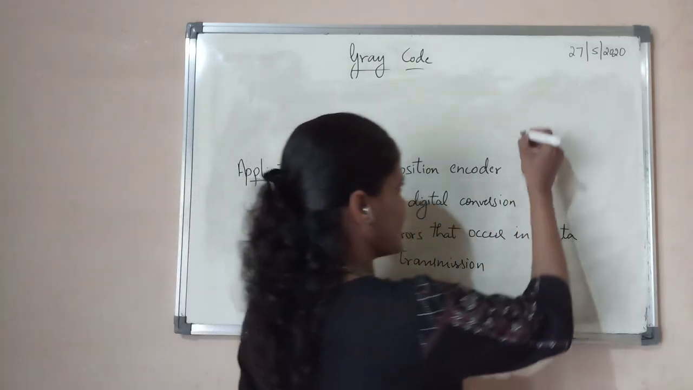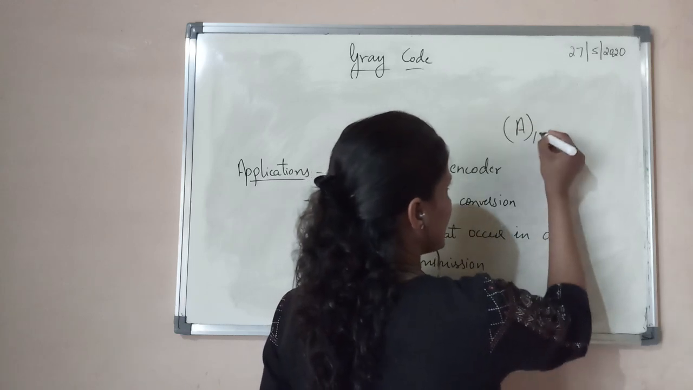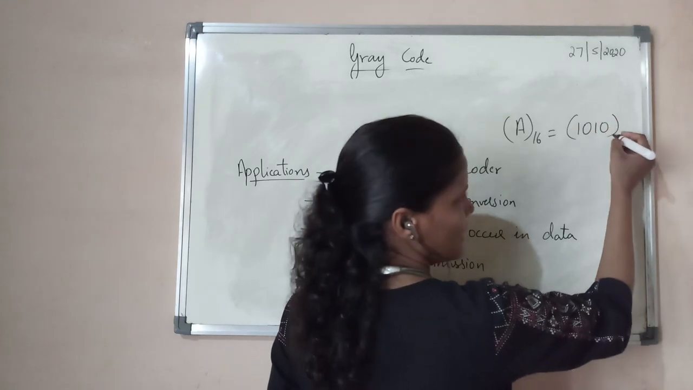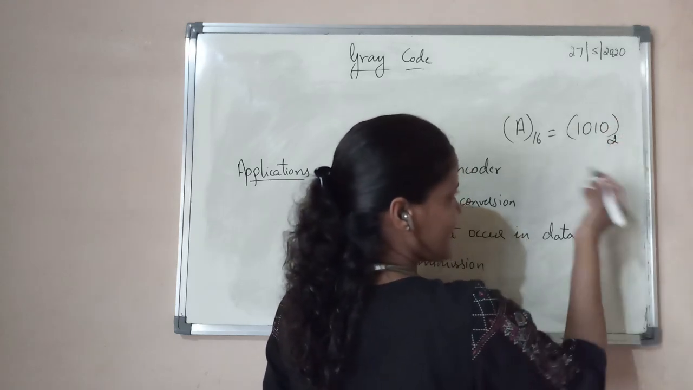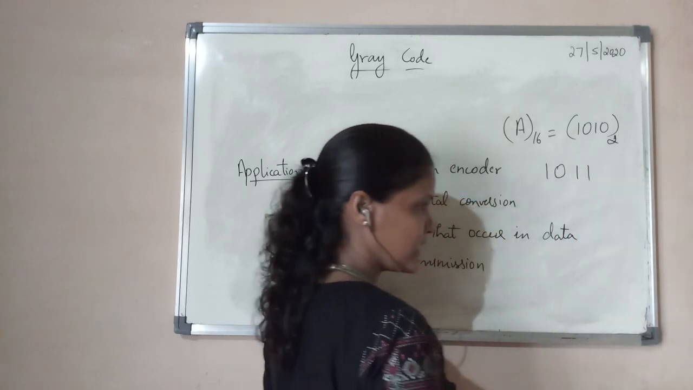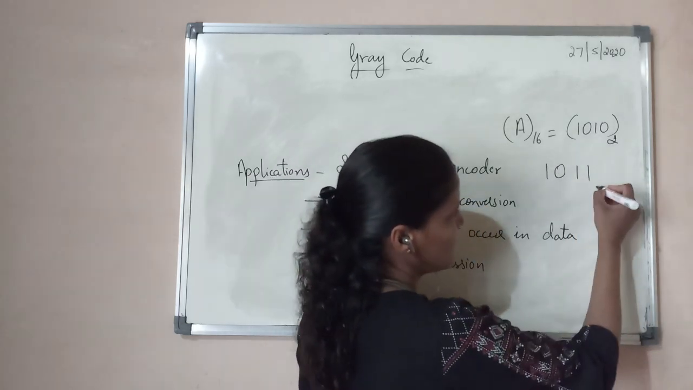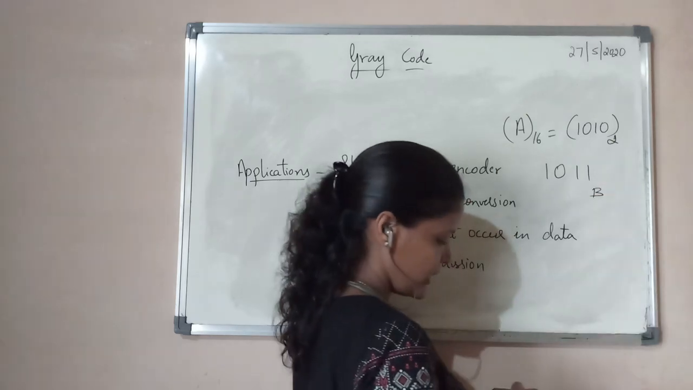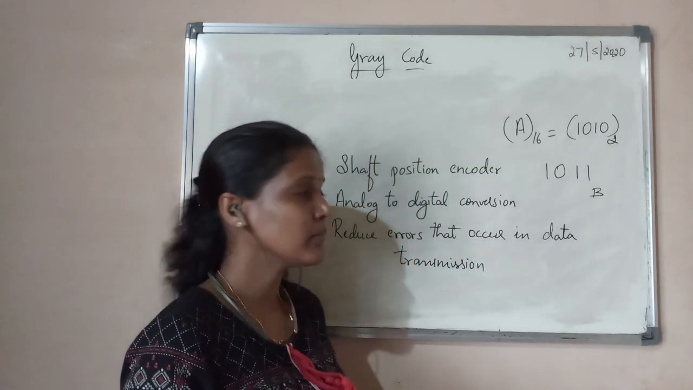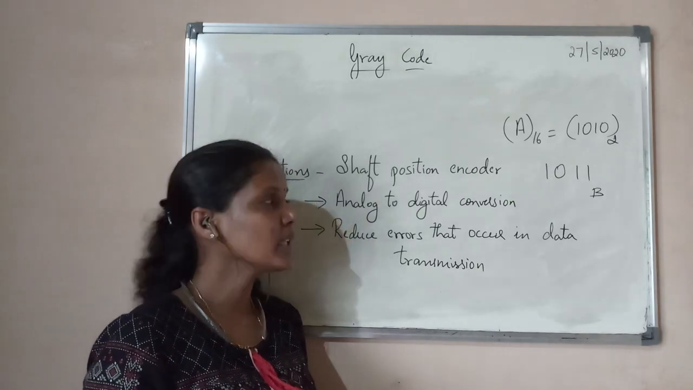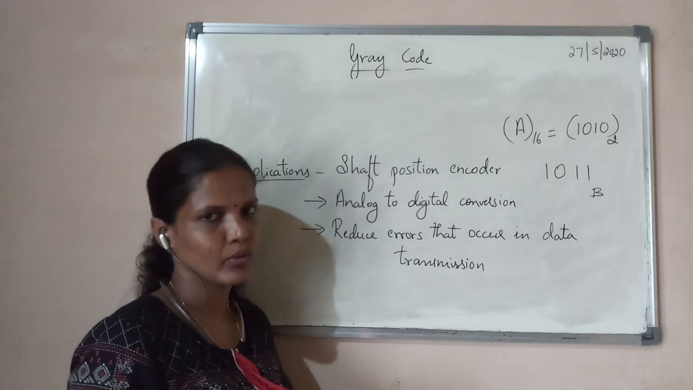Say for example, in hexadecimal, A in binary is 1010. So while transmitting 1010, because of some error, if it goes like 1011, it will be read as 11, which is equal to B. So the data will be completely changed, A becomes B. Such types of errors can be eliminated with the help of this Gray code.